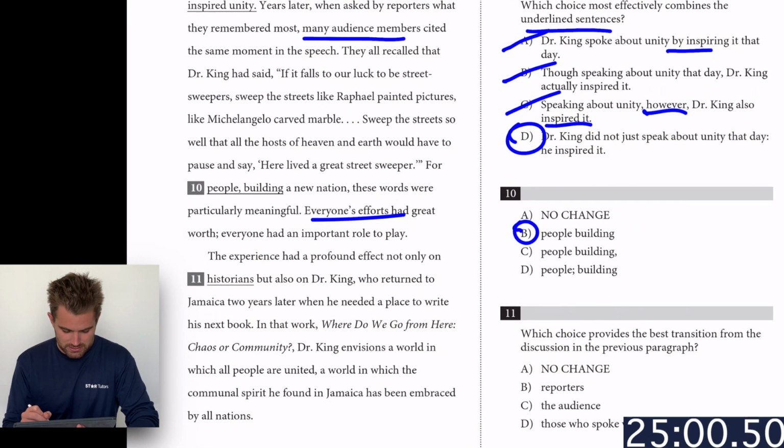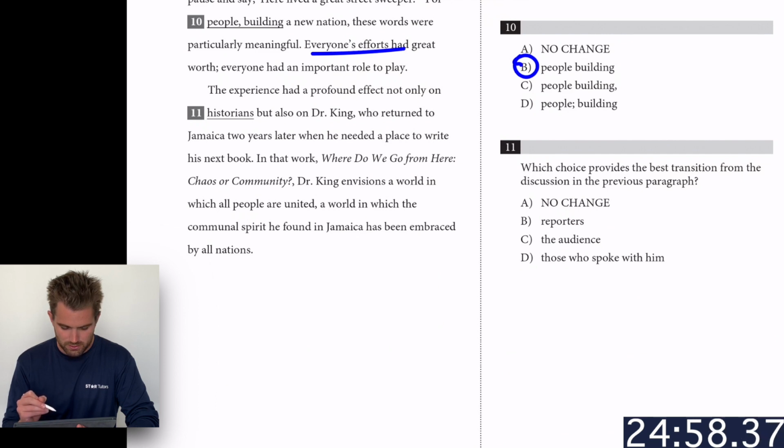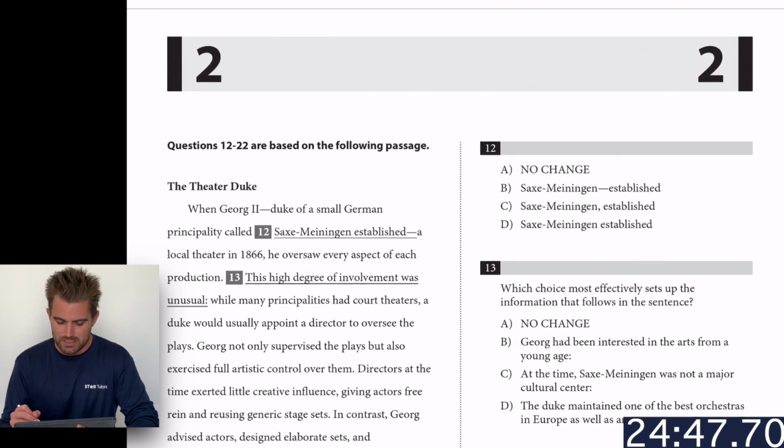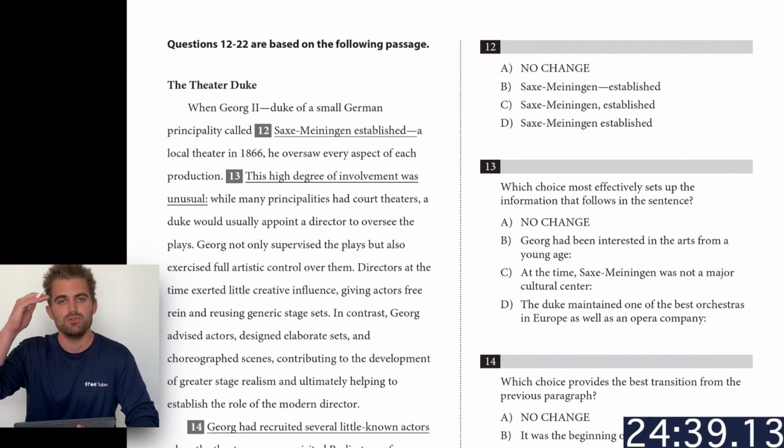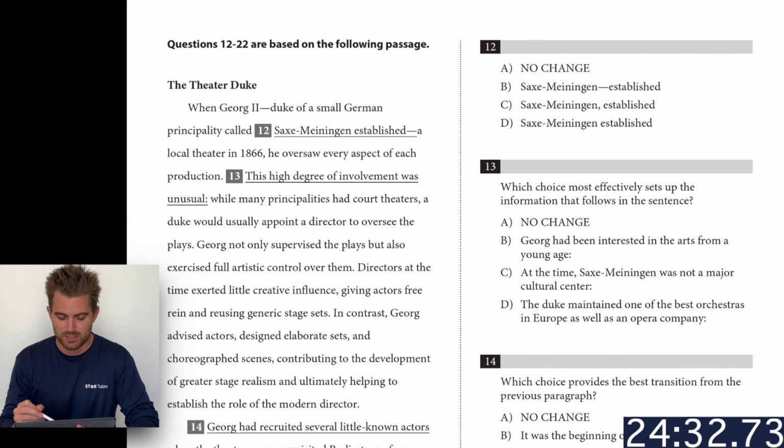Okay, so he's talking about the audience. It really had a profound effect not only on the audience, so reported. Definitely not on historians. Definitely not on reporters. Those who spoke with him, maybe, but I think it's got to be the audience. If you just go back and reread because you have your grammar rules memorized and can move through those quickly, that should be a relatively easy question. It says the audience right in the previous paragraph. Whenever you see a main idea or organization question, just make sure you reread it. Those become very easy reading comprehension questions.